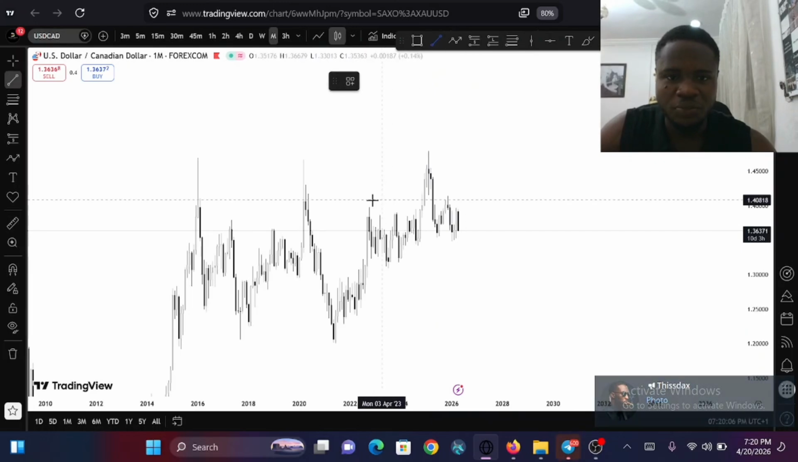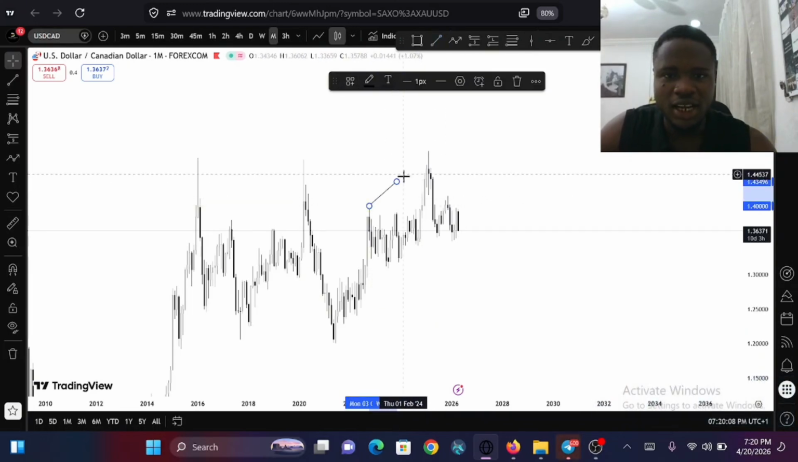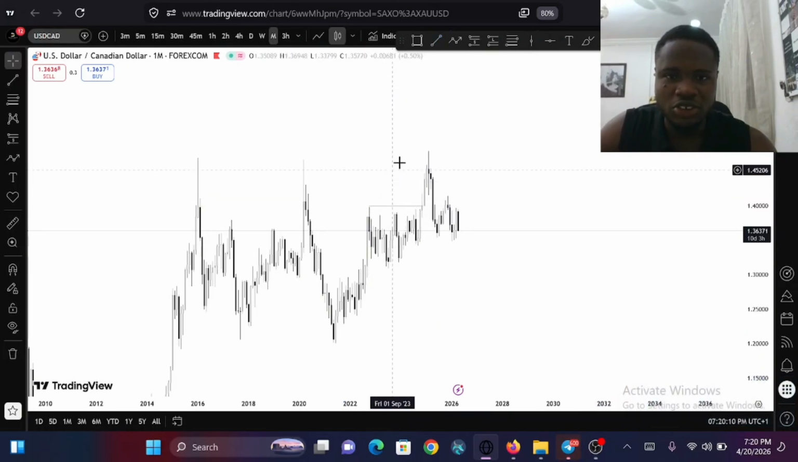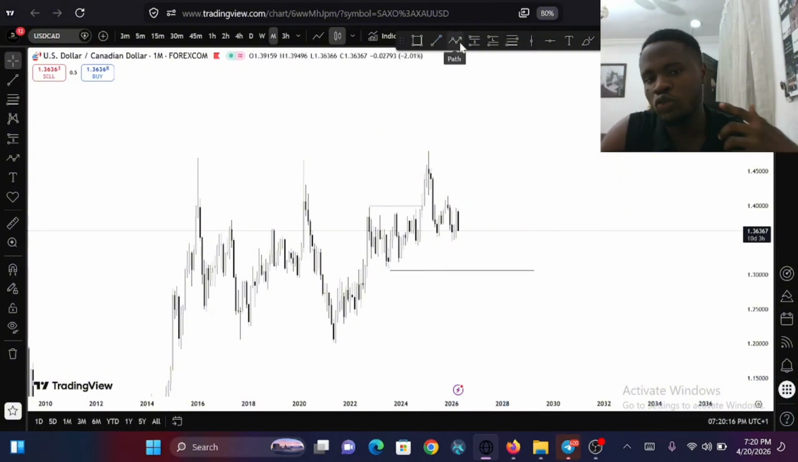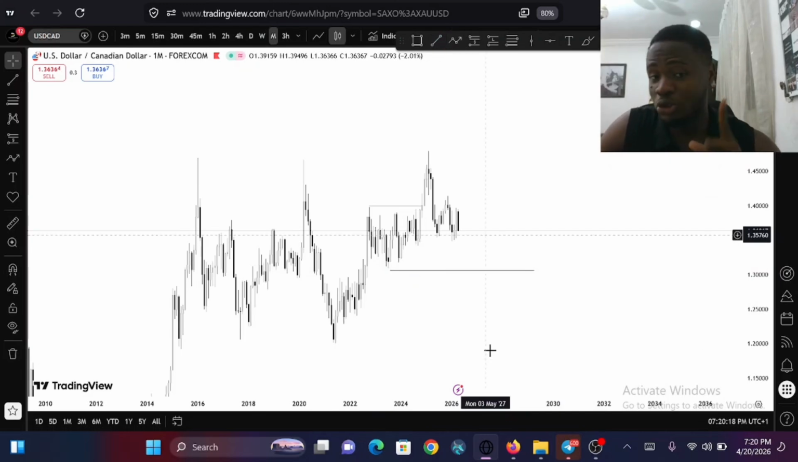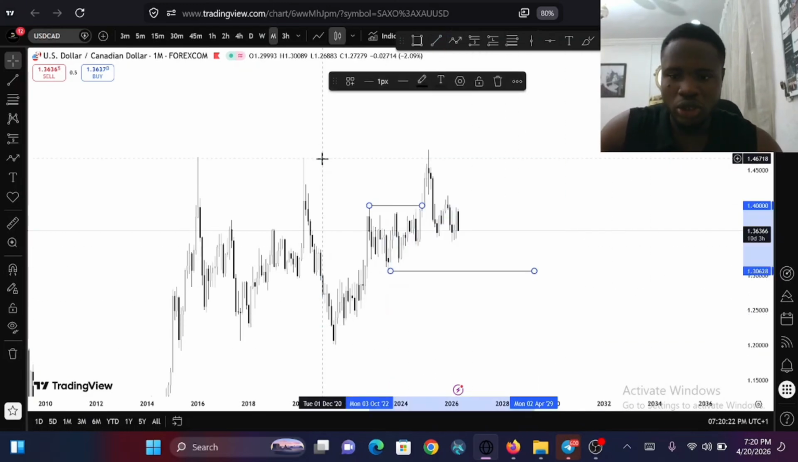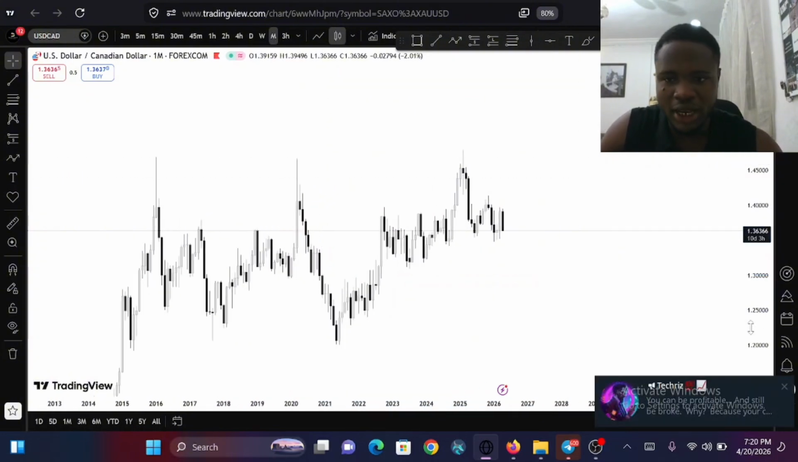Look at this. We are having a series of higher highs and higher lows. So we know that this market is bullish. So what we want to do, we want to look for buys in the bullish market. But don't forget this is a monthly time frame also. But knowing that we're bullish, this is my range.